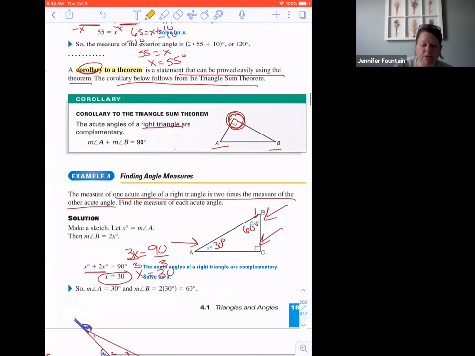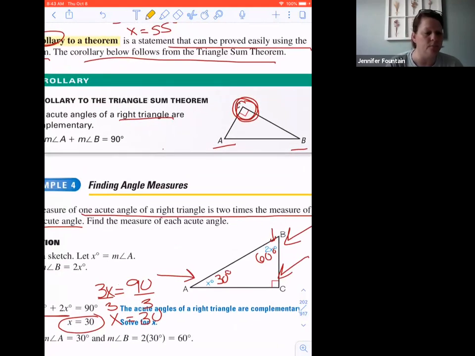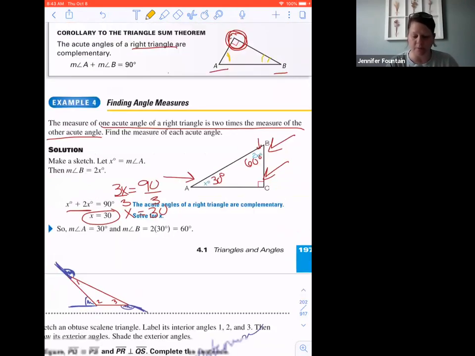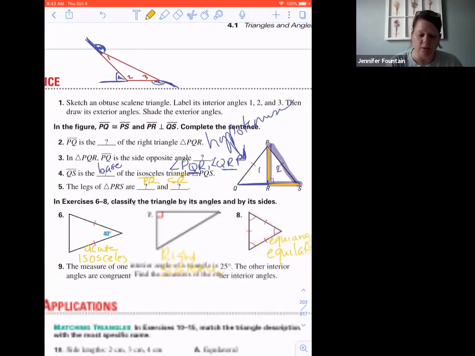The corollary to the triangle sum theorem: we talked about the acute angles of a right triangle are complementary, because we talked about how the right angle, we can't have more than 90 degrees. Our interior angles cannot be more than 90 degrees added together, because it cannot go over 180 degrees. So our other angles are going to be complementary. And that was about it on this section.